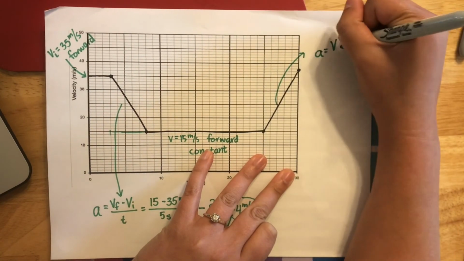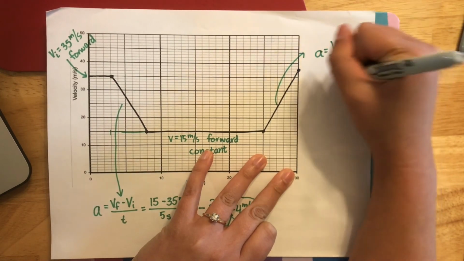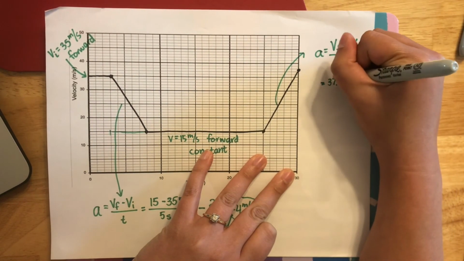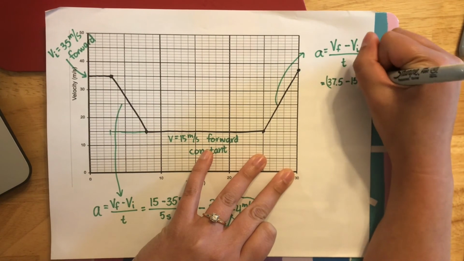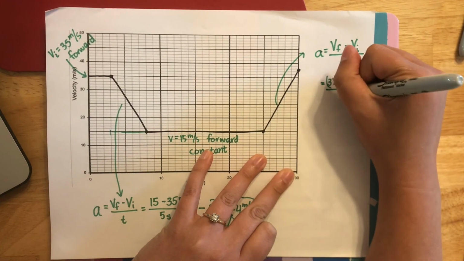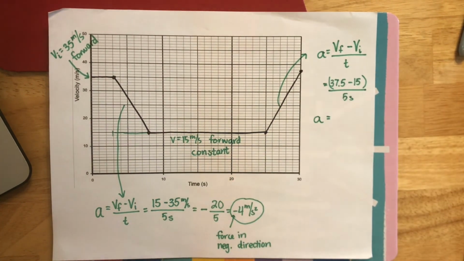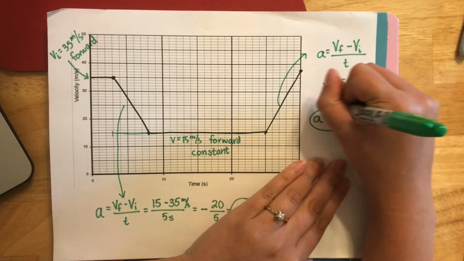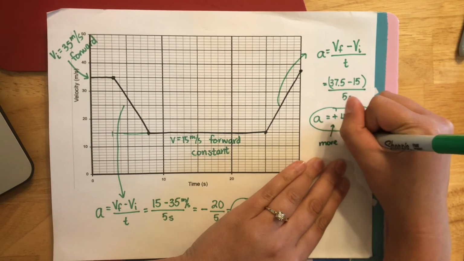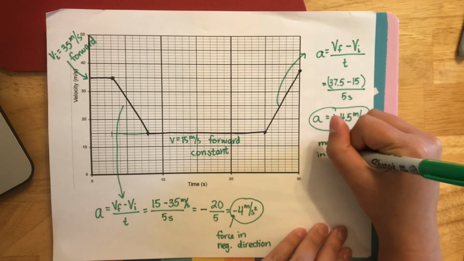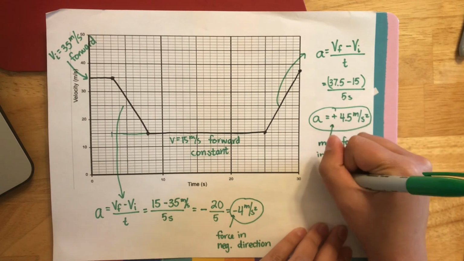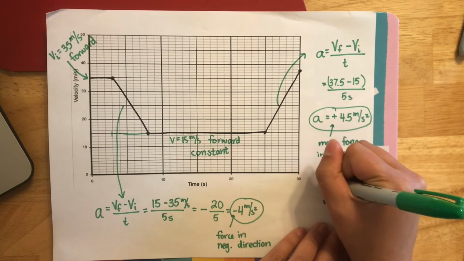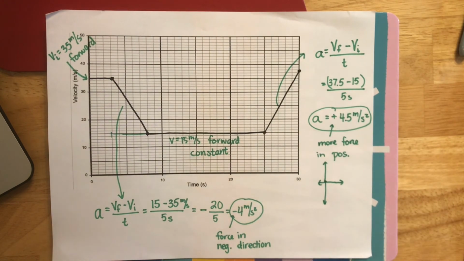Next, I want you to get the acceleration of the positive section by taking the final velocity of 37.5, subtracting the initial velocity of 15, and dividing again by 5 seconds. This acceleration is positive 4.5 meters per second squared. And if I've done these 3 things right, I can substitute this back into the simulation and check my work. This means there's more force in the positive direction than the negative. Maybe my free body diagram looks something like that.